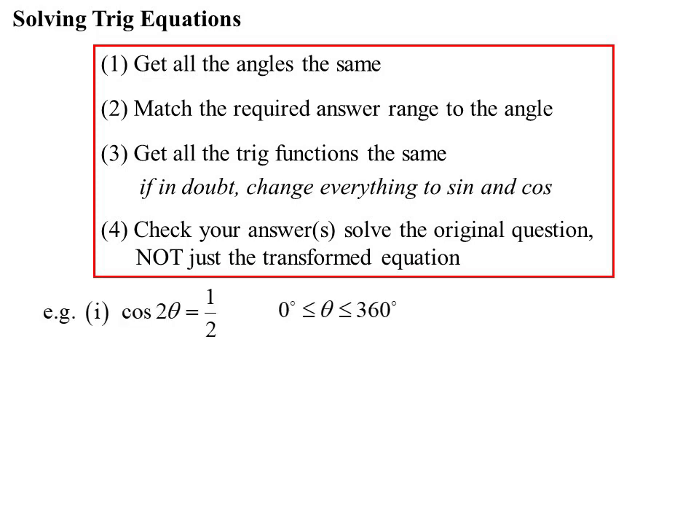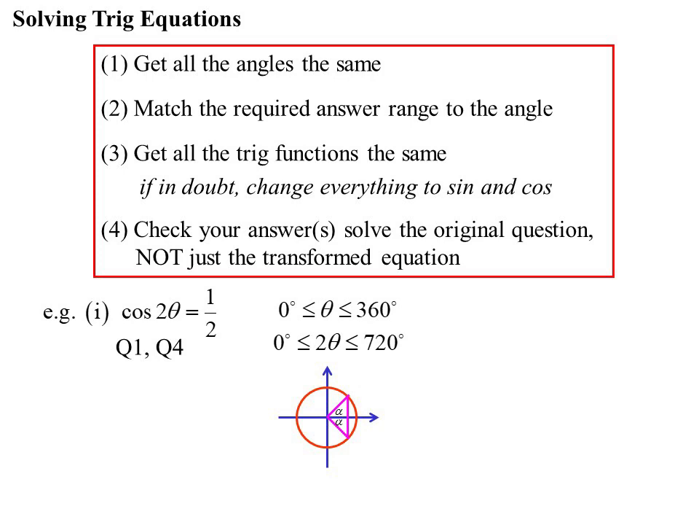Start off with a very basic one here. Cos 2 theta equals a half. They're telling me theta goes between 0 and 360. Different ways we could do it. I could say, well, look, I've got the angle as 2 theta. I'm happy with that, but I'm going to look for answers between 0 and 720. I know I'm in the first quadrant and the fourth quadrant because cosine's positive. Draw myself a little diagram. Oh yeah, that's where it is.